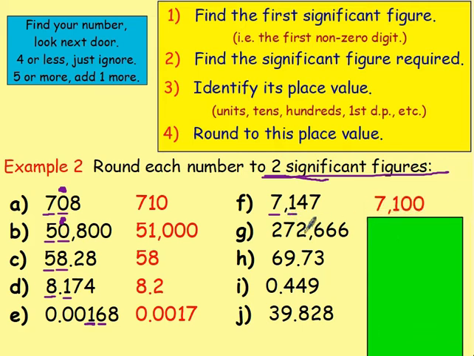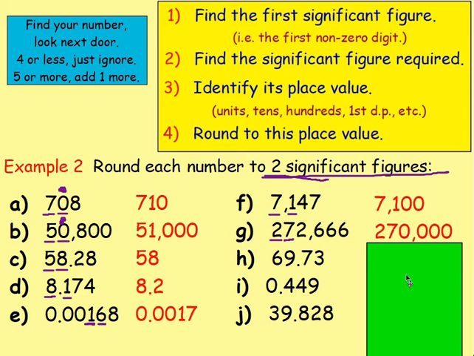With G, first significant figure is the 2. Beside it, we have the second significant figure. It's what we want to round to, and it's in the tens of thousands. So we want to round that number to the nearest 10,000. Find your number. Look next door. It's 4 or less, so we just ignore. So it would stay as 270,000.